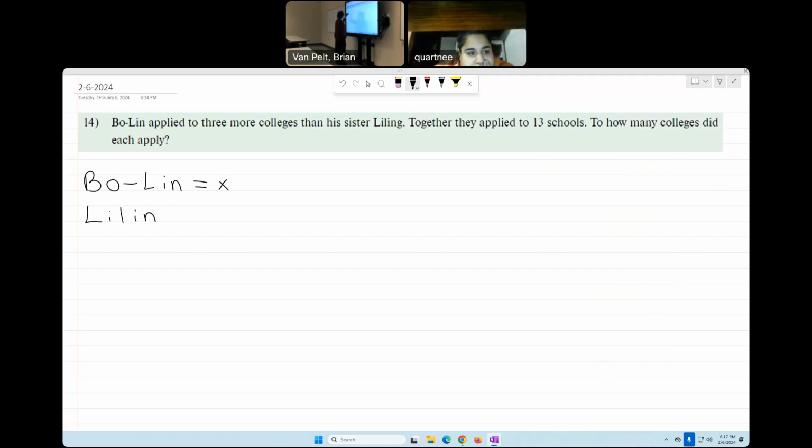Now, this is the hard part of the problems. I use the letter X to describe how many colleges Bolin applied to. Now, the hardest part of these problems is to use the same letter X, the same quantity, to describe how many colleges Lilling applied to. So X minus 3. That's right. Because Bolin applied to 3 more colleges than his sister. If he did X, then she must have done X minus 3.